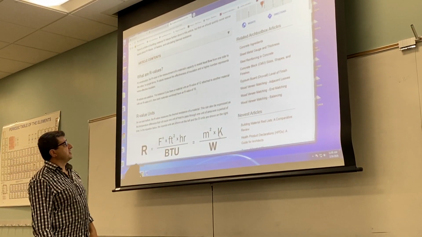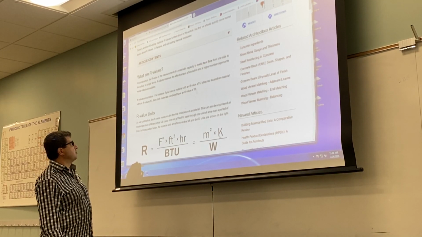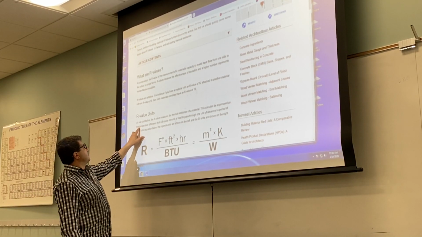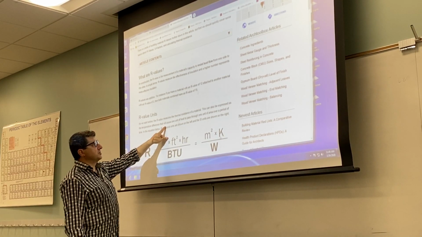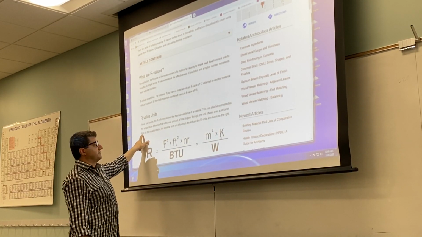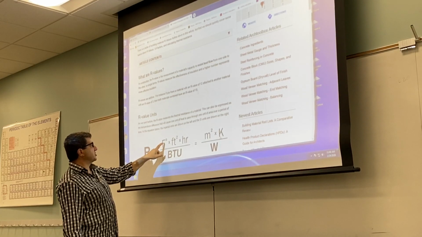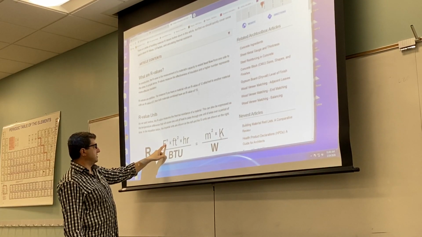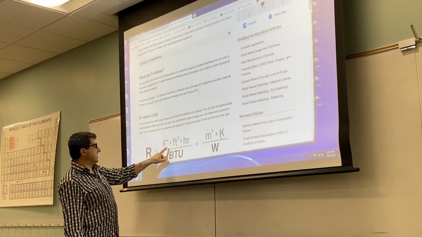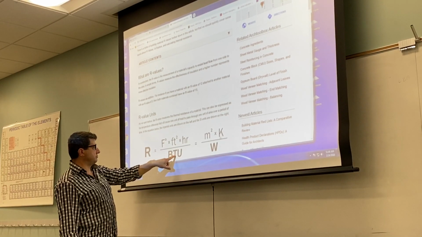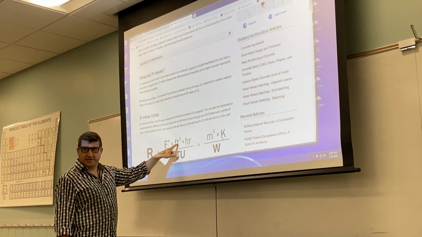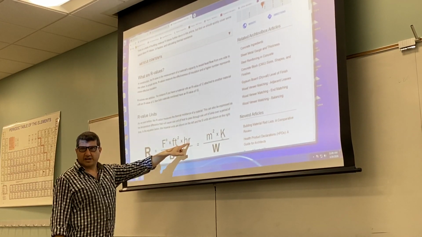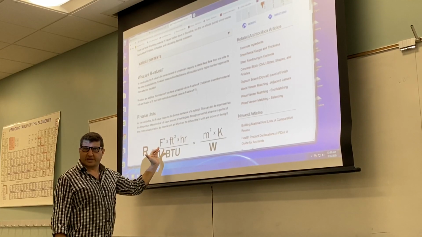So this can also be expressed as the temperature difference that will cause 1 unit of heat to pass through 1 unit of area over a period of time. In other words, how much temperature difference does it take to cause 1 British thermal unit to transfer through 1 foot squared of area for every 1 hour? That's kind of the way to look at it.